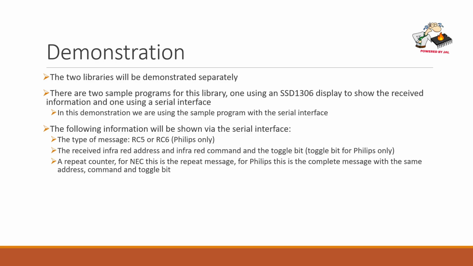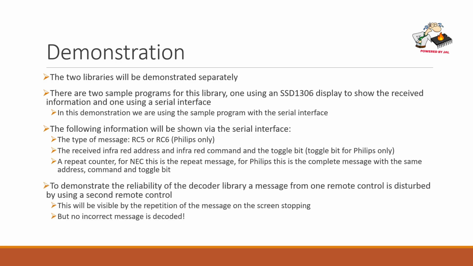For NEC this counts the repeat messages, and for Philips it counts the complete message with the same address, the same command and the same toggle bit. I will also show the reliability of the decoder by using two remote controls. I will use one remote control for sending a message and a second one to disturb the message. You will see on the screen that the repetition will sometimes stop, but you will also see that no incorrect message is received.